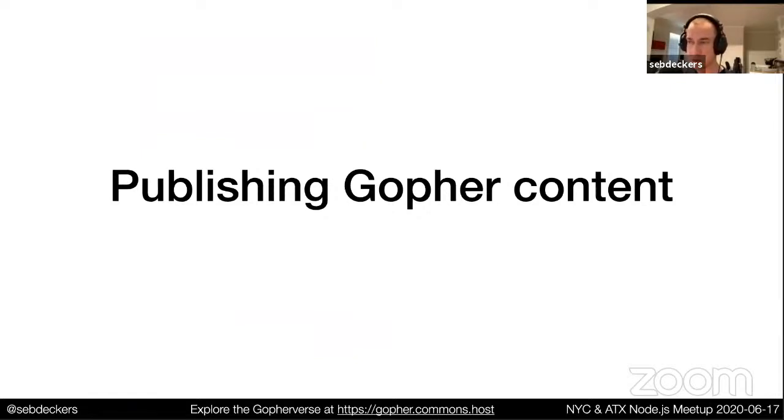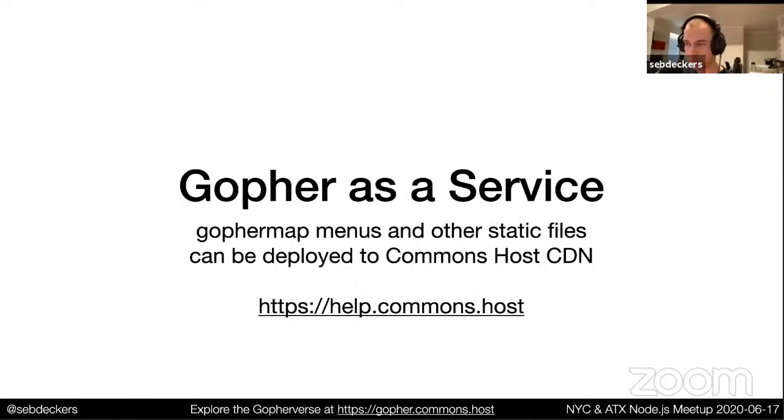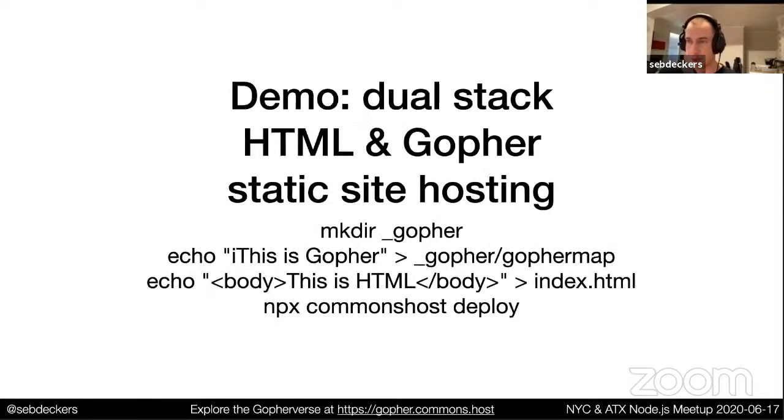And so publishing Gopher content, well, all you have to do is publish a Gopher map, which is kind of like an index.html. It's kind of like the entry point to a Gopher page. You can deploy it to the Commons host CDN. There's instructions available, documentation, etc. I'll just do a quick demo of that.